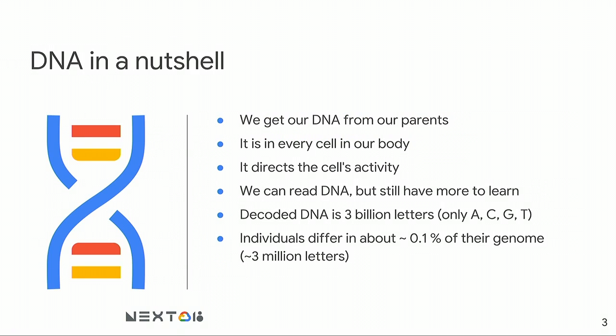DNA. All right, we all have DNA. It's in every cell in our body. We get it from our parents. We have one from each parent. We write it as a long string of letters. It's 3 billion letters. They're going to be A, C, T, G. We have the technology to read people's DNA. I wouldn't say that we know everything about it. There's still a lot to learn. If you take two random people, you'll find that they differ in about 0.1% of their genome, of their DNA. So that's about 3 million letters.